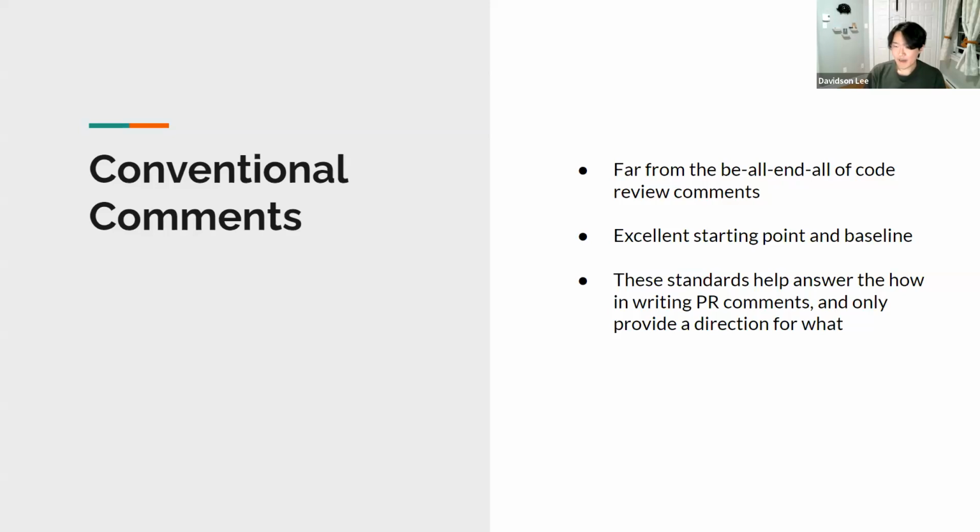So just to summarize, conventional comments are definitely far from the be-all end-all of code review comments. They're an excellent starting point and baseline for your own comments and to apply to your discussions. However, these standards help answer the how in writing PR comments, so with what format, with what components, but they only really provide a direction on what. It can direct you towards writing blocking versus non-blocking comments, but what those actual comments are and the subject matter, of course, depends on yourself, the code changes, the team, the problem, etc. So yeah, that is conventional comments. It's a pretty powerful tool in my opinion.